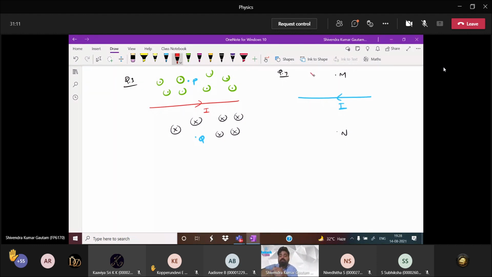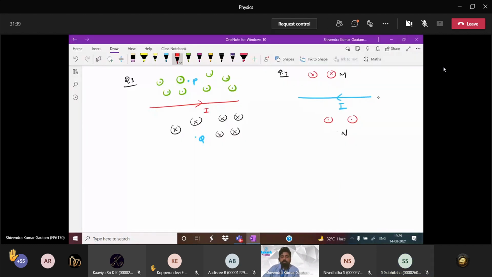Tell me at the N point: thumb in the direction of current, fingers towards the N point. Normal to the palm is outward. Understood, everyone? You can also check here. We have reversed the current direction, so see, the magnetic field direction also reverses. Here dot, now here cross. Here cross, here we get dot. Clear? Everybody clear with this?